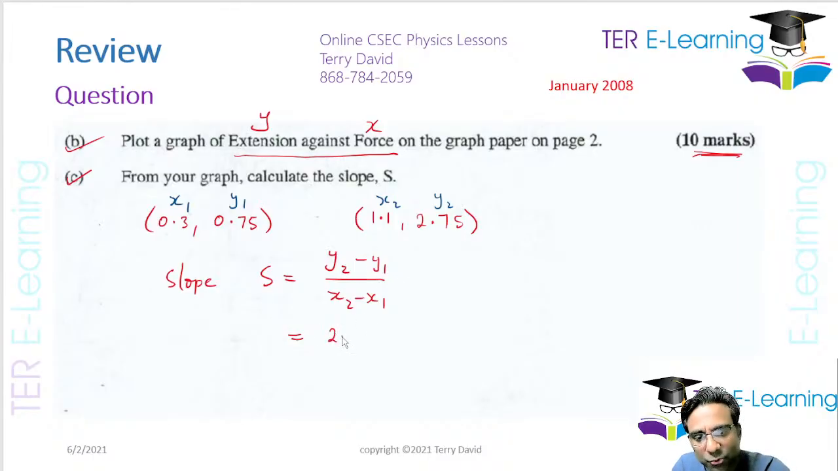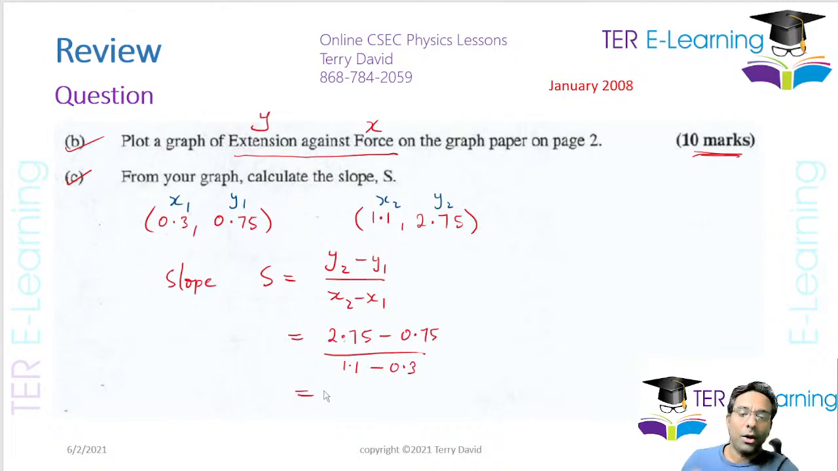So this is going to be 2.75 minus 0.75, divided by, and you're going to take x2, which is 1.1, subtract 0.3. Now, lots of students, when they try to work this in their calculator, get a wrong answer, right? So what I suggest you do is work out the top part first. So 2.75 minus 0.75, you're going to get 2.0, divided by 1.1 minus 0.3, you're going to get 0.8.